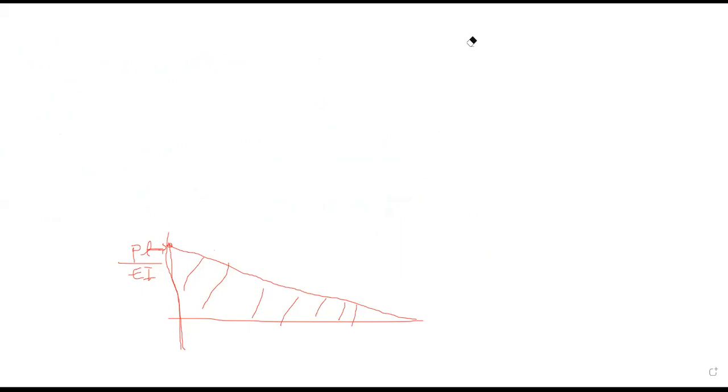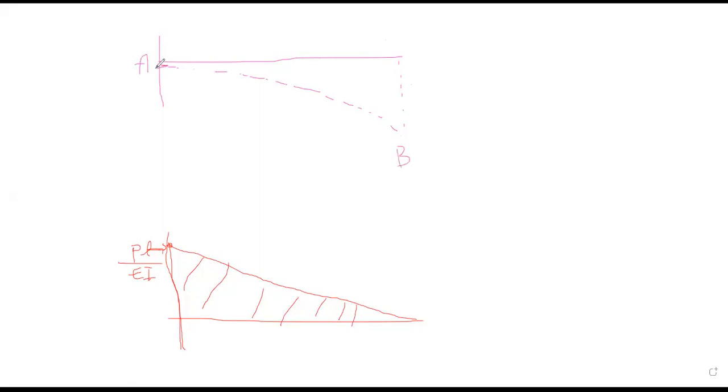Just draw the beam. So the deflection of that beam is like this. This is the original position. So the final will be like this if you load it, right? So this is A and this is B, right?